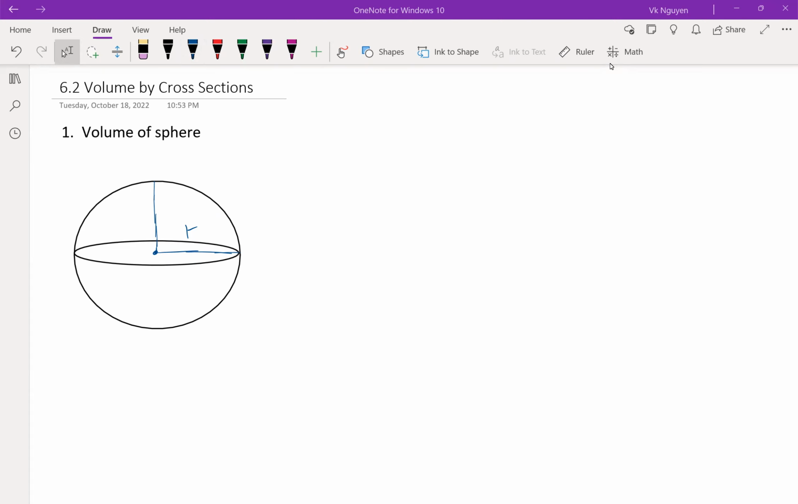To figure out the volume of the sphere, we're going to cut our slice. And this is what a slice looks like. This is a sample disk, which has volume equal to base area multiplied by thickness.